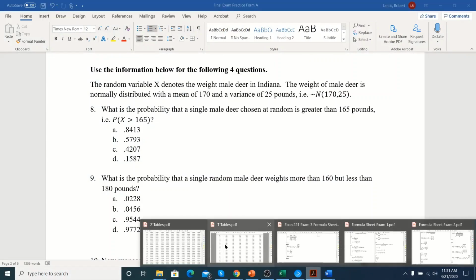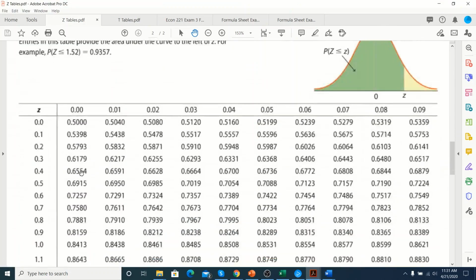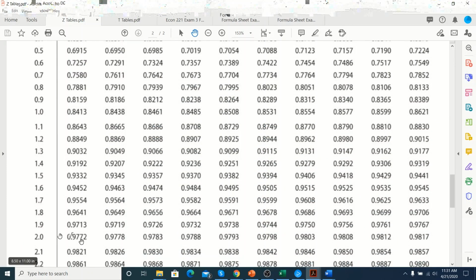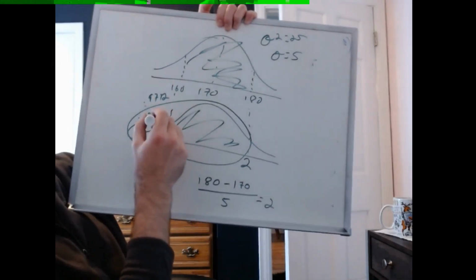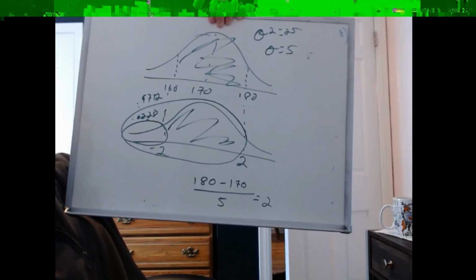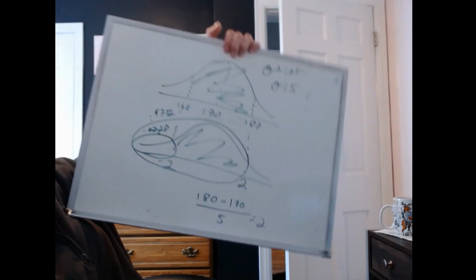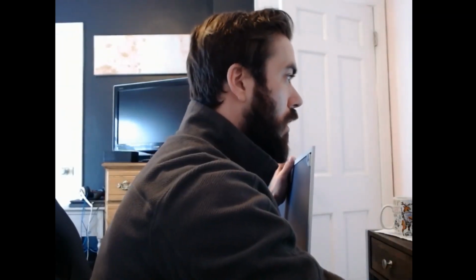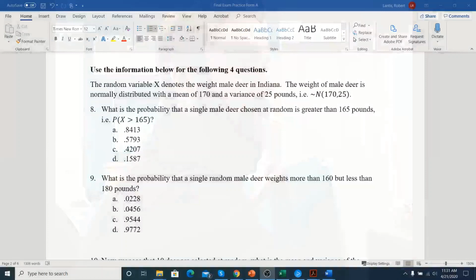So I look those values up in my z-table. The area to the left of negative 2 is 0.0228, and the area to the left of positive 2 is 0.9772. Subtract the smaller one from the larger one, and I'm left with the area that's in between, which is about what? 0.954 something? Hold on. Let's see. Oh no, 0.9544. Yeah, there you go. Oh, I wasn't showing you the screen. 0.9544.